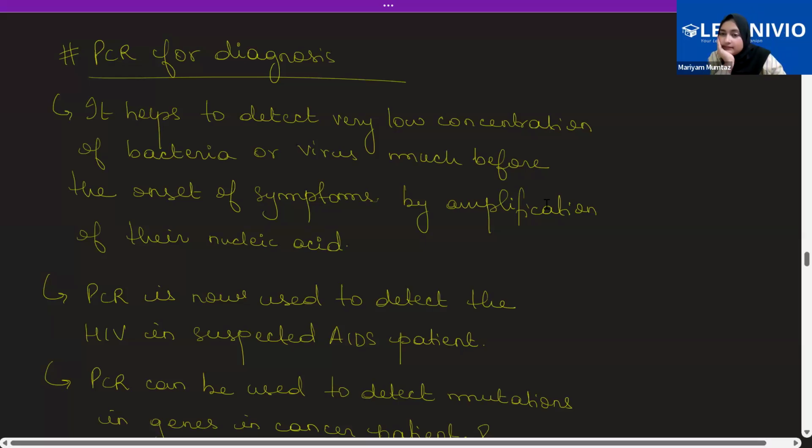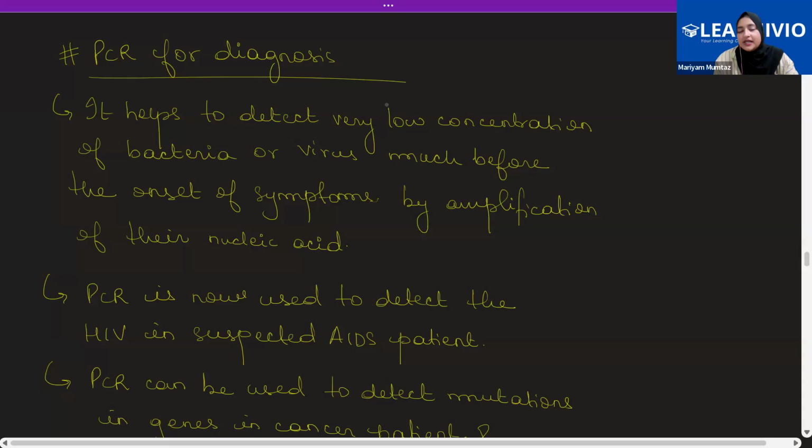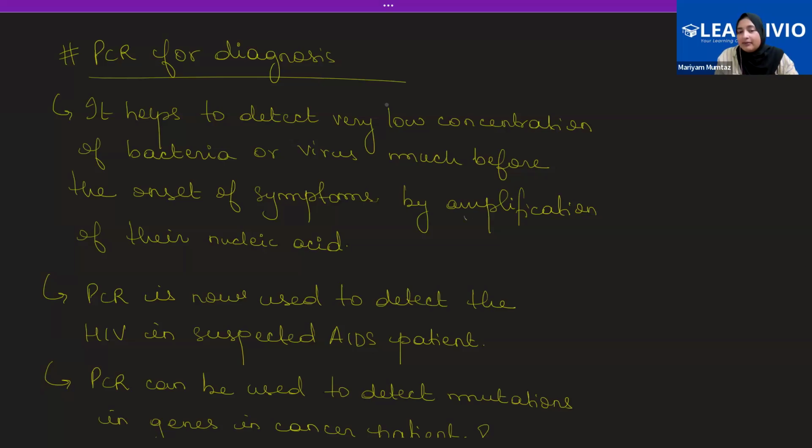To make many copies of the same thing. To make several copies, right? Which is called amplification. That's the basic principle of PCR, right? You make thousands and billions of copies. So PCR is used for the detection of even very low concentrations of bacteria or virus much before the symptoms are produced. How? By amplifying their nucleic acid, meaning either DNA, you can amplify that, or you can amplify their RNA.